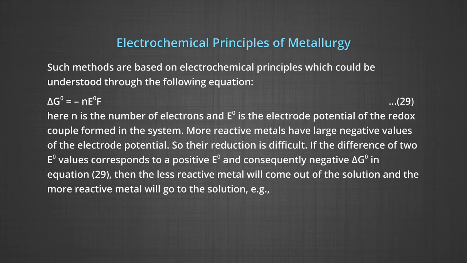If the difference of two E naught values corresponds to a positive E naught and consequently a negative delta G naught in equation number 29, then the less reactive metal will come out of the solution and the more reactive metal will go into the solution. For example, copper ions react with iron to form copper and iron ions.